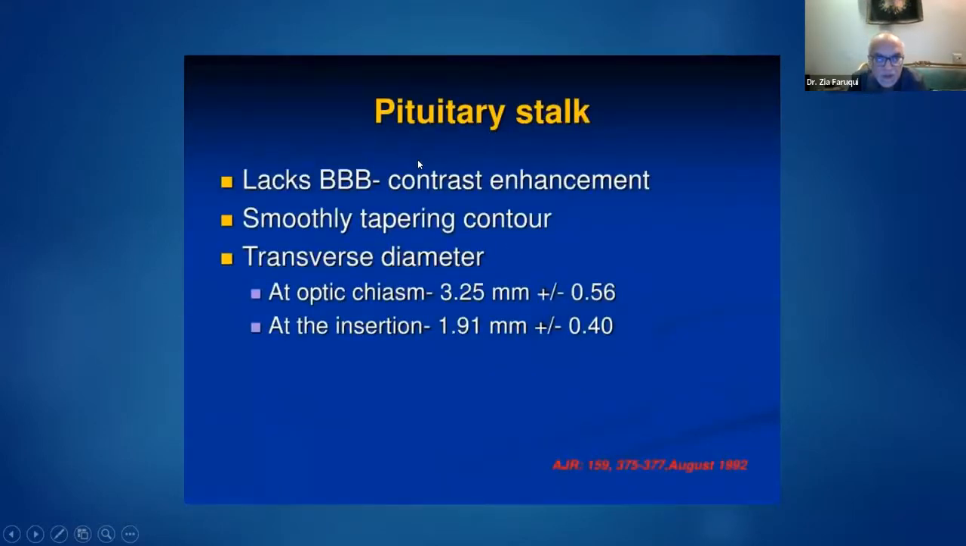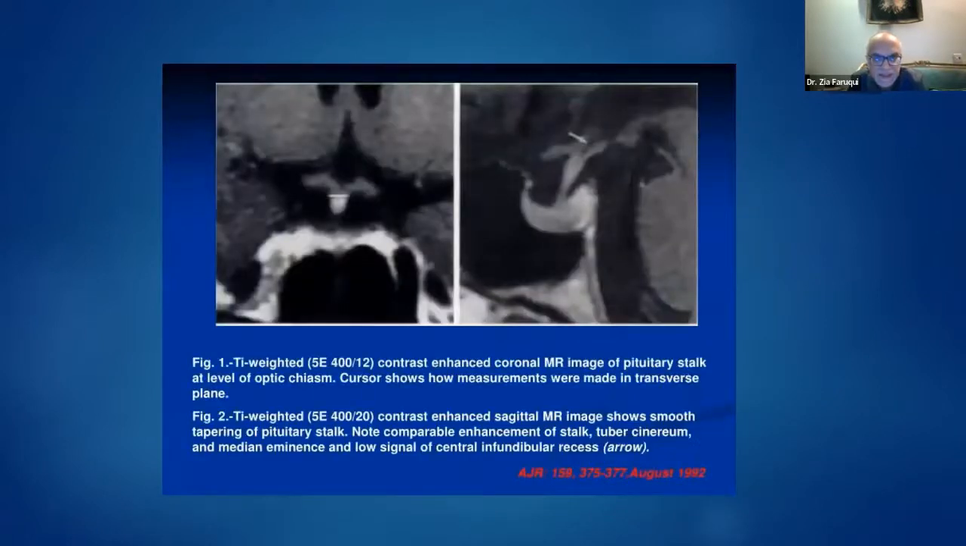So the pituitary stalk is the connection between the pituitary and the hypothalamus. It lacks a blood-brain barrier, so it will usually show the same contrast enhancement as the rest of the pituitary gland. It is usually smooth. The maximum measurement is up to 3.25 at the top and 1.91 at the bottom. But again, if you can see something, you shouldn't really have to measure it. If you do want to measure it, this is where you measure it, just below the optic chiasm.